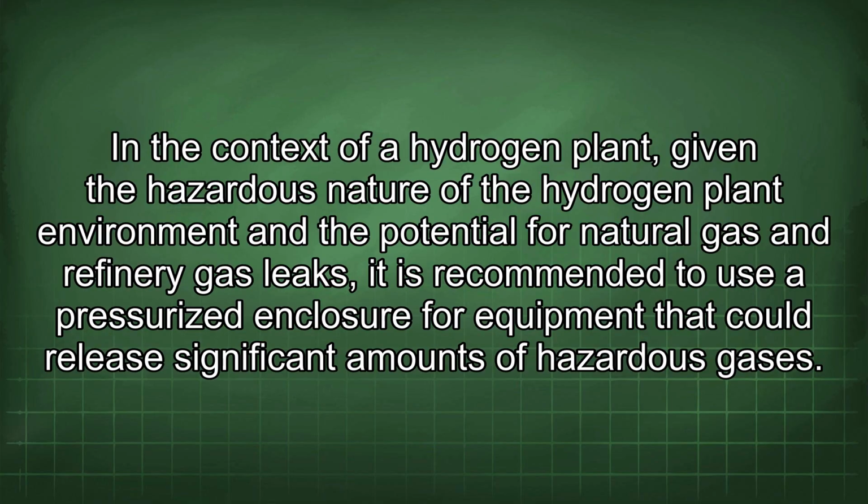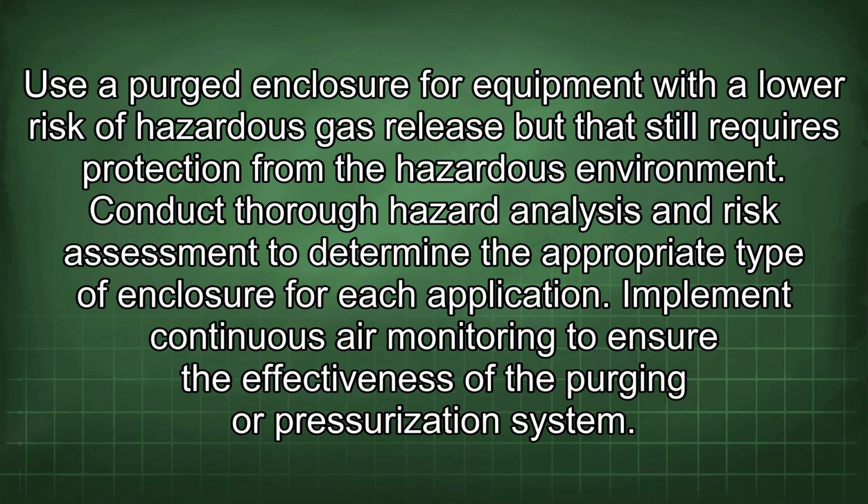In the context of a hydrogen plant, given the hazardous nature of the environment and the potential for natural gas and refinery gas leaks, it is recommended to use a pressurized enclosure for equipment that could release significant amounts of hazardous gases. Use a purged enclosure for equipment with a lower risk of hazardous gas release, but this still requires protection from the hazardous environment.